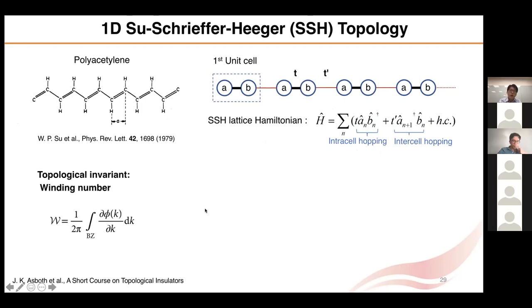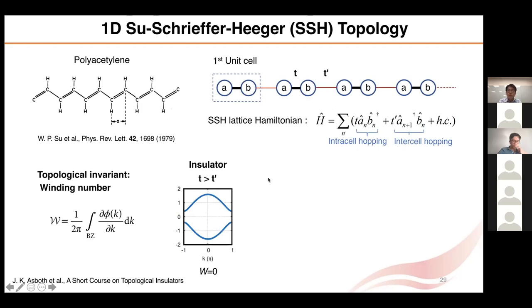So as shown here, for example, if we have T larger than T prime, we will have a gap opening, but without any state inside, which corresponds to a conventional insulator phase. If we have equal amplitude, we will not have any gap opening, which corresponds to a metal phase.